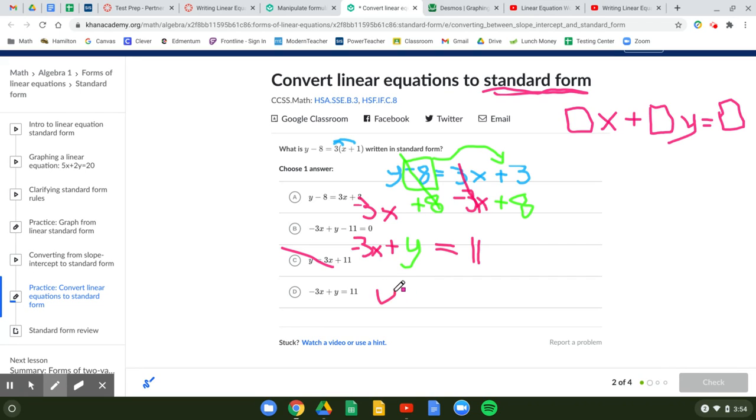And again, just so that we're all clear, I could have also written the answer this way. Whoa, that's a 3.